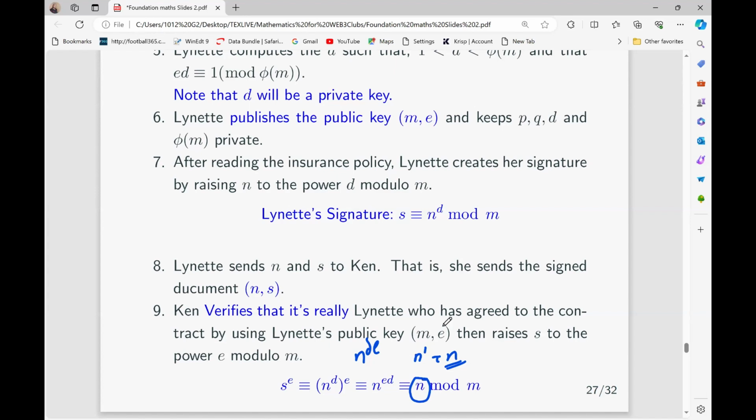Because this key only comes from Lynette. This public key comes from Lynette, and the D, only Lynette knows it. Nobody else knows the D. So she just took your message, raised it to D. Now, when you get this message from Lynette, raise it to E, and you see whether it gives you back your N. If it gives you back your N, then you are sure that it's Lynette.